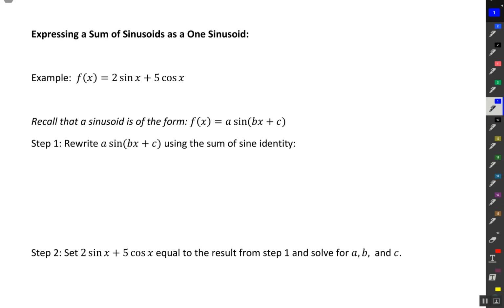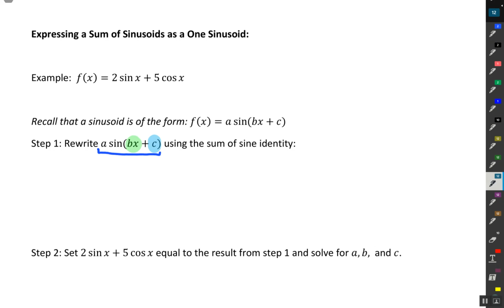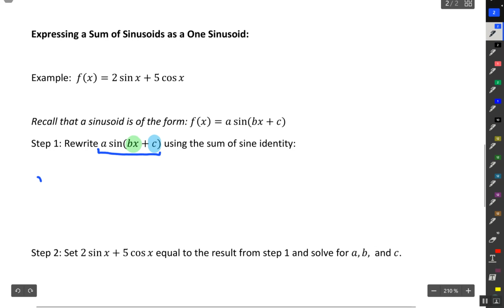Okay, so to begin with, what we're going to do is we're going to rewrite a times the sine of bx plus c using the sum of the sine identity. All right, so we're going to do this using our identity with our u being bx and our v being the c. Okay, and then there's this coefficient of an a out front, which I am going to put in brackets here. So this is going to be the sine of bx plus c, and now we're going to use the formula.